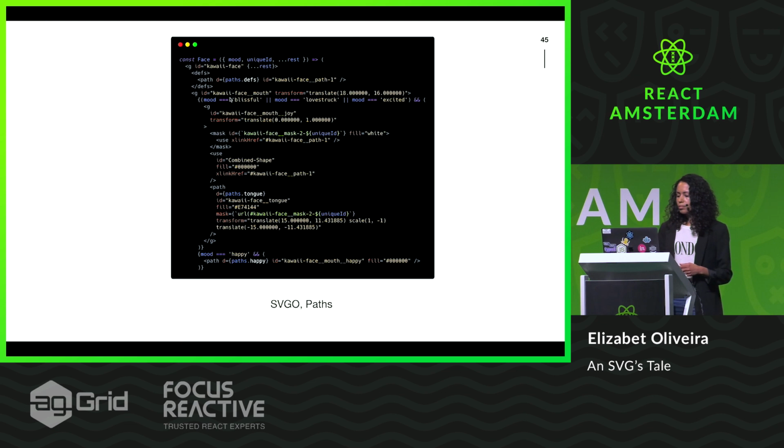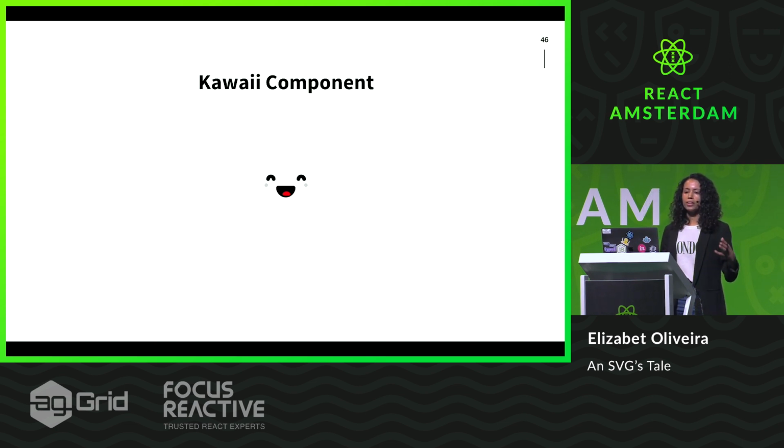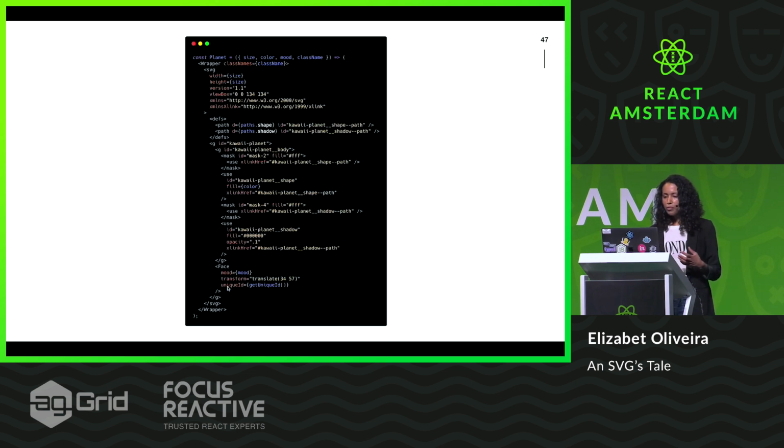And as you can see, this is just different if statements. If the mood is blissful or love-struck or excited, I'm putting one part of the SVG. If it's sad, it's another part of the SVG. So it's just that. And then I have the kawaii component, and the kawaii component is basically the body. And inside the body is where the face lives. And the component, in this case, is the planet component. It receives different props, the size, the color, the mood. And you can see I have these properties, width and height. And I'm just replacing them with the size prop. So if the user says the size is 300 pixels, it's going to replace it here. And if it says the mood is sad, it's passed to the face component.